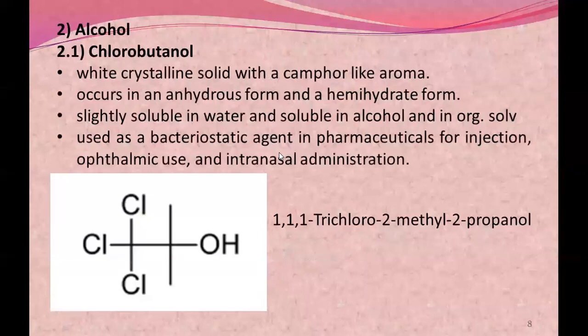The second class is alcohol used as preservative. Example is chlorobutanol. You can see the structure of chlorobutanol. The common name is chlorobutanol. The IUPAC name is 1,1,1-trichloro-2-methyl-2-propanol. It is a white crystalline solid having a camphor-like aroma. Occurs in anhydrous form, slightly soluble in water. Used as a bacteriostatic agent in pharmaceuticals.